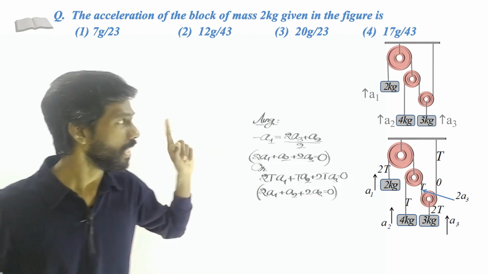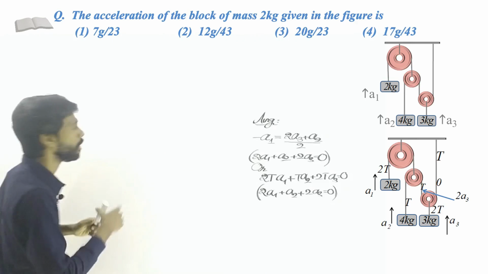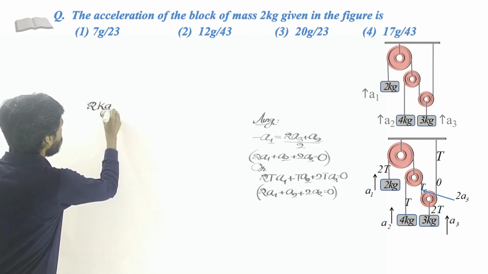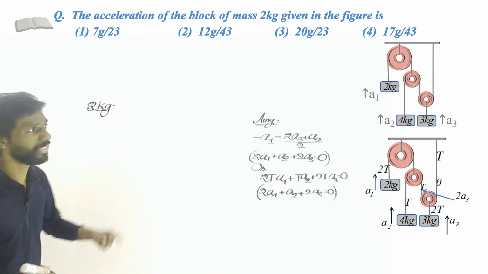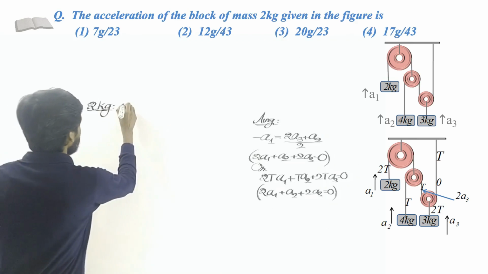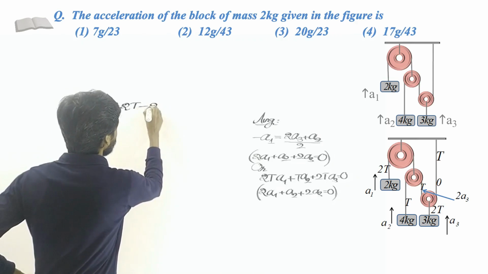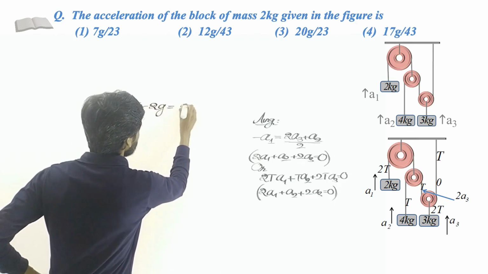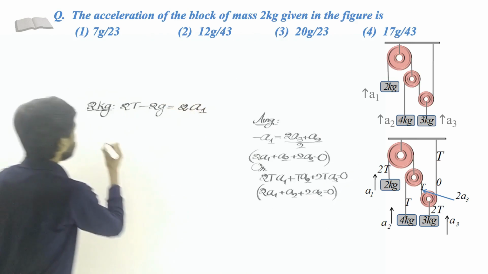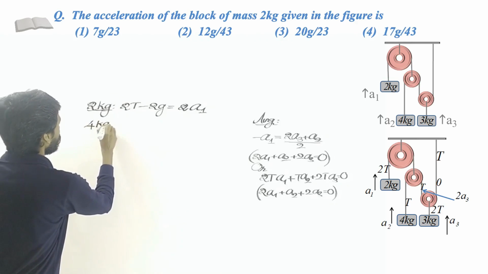Now we can write the equation for all the three blocks. What are the forces acting on the block of mass 2 kilogram? The tension is acting in the upward direction, 2T, not T. So 2T tension is acting upward, and the gravitational force in the downward direction, so minus 2g. That equals mass 2 multiplied by the acceleration A1. So that is for the 2 kg block, and the middle one is the 4 kg block.